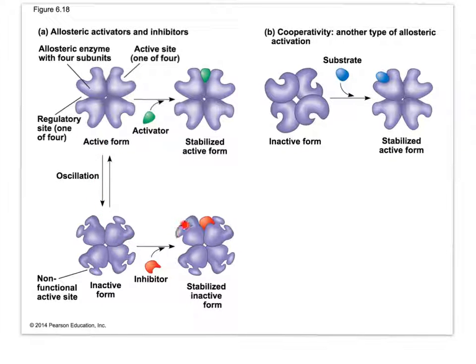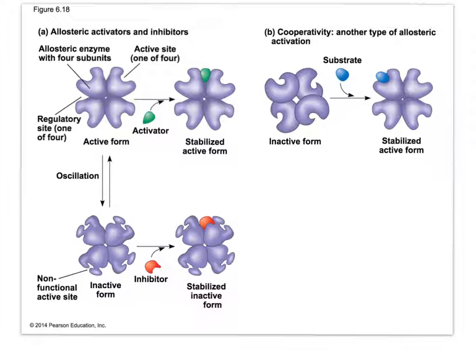And the inhibitor binds to this site, note the shape recognition, okay, and stabilizes the inactive form. This one's active, this one's inactive. This is allosteric activators and inhibitors, okay? The other example of this, besides non-competitive inhibition, is also something called cooperativity. All right?